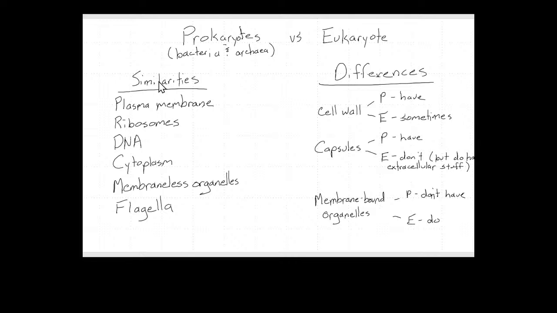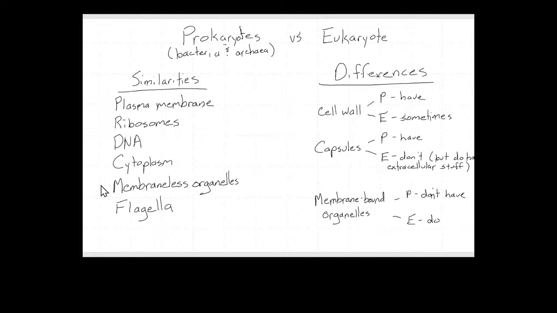Some similarities between prokaryotes and eukaryotes, that is, similarities for all 3 branches of life, are that they all have a plasma membrane. They all have ribosomes, which is the enzyme for reading an mRNA and translating it into a protein. They all have DNA. They all have some cytoplasm, that's the fluid inside the plasma membrane.